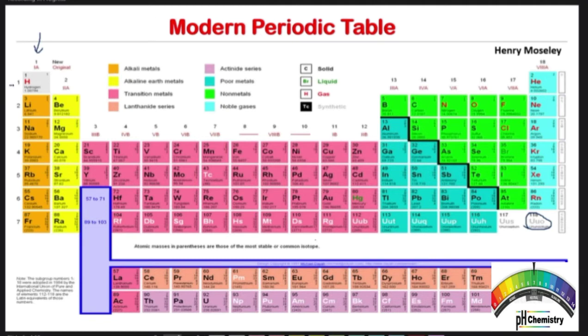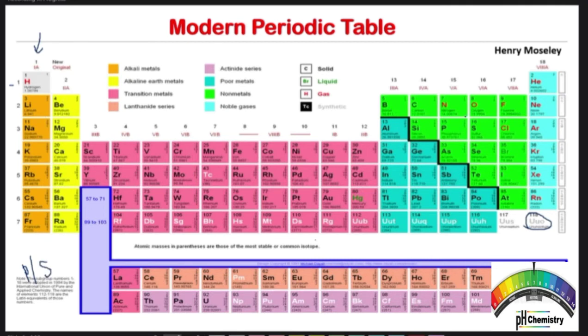Here you can see there are 7 horizontal series, 1, 2, 3, 4, 5 and 6, and 7. So there are 7 horizontal series. These are known as periods. These series are known as periods or series. Okay, horizontal rows are known as periods or series.